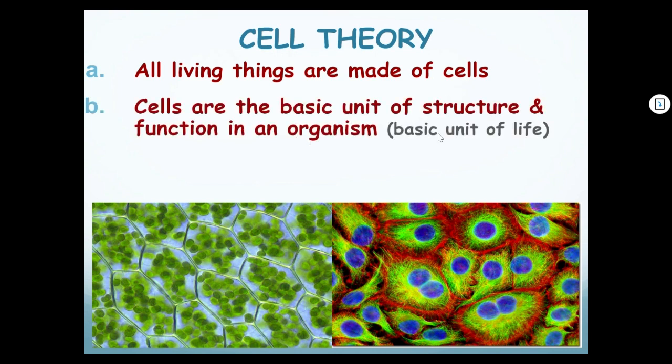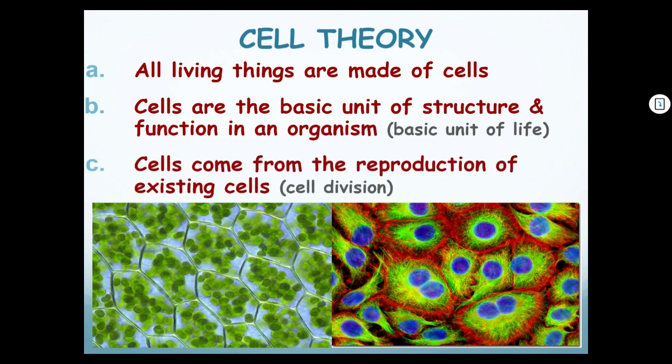Cells are the basic unit of structure and function in an organism. Basically, cells are the basic unit of life, right? They're the basic building block of life. And so here you see that is the second part, right? And again, no one has disproven this. Then part C is that cells come from the reproduction of existing cells. So basically, all that means is all cells come from pre-existing cells. No cell is really just spontaneously created, right? It has to come from a cell that already existed.